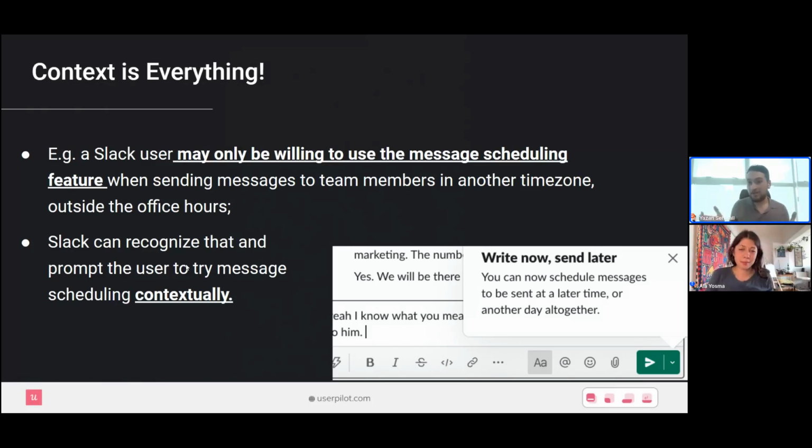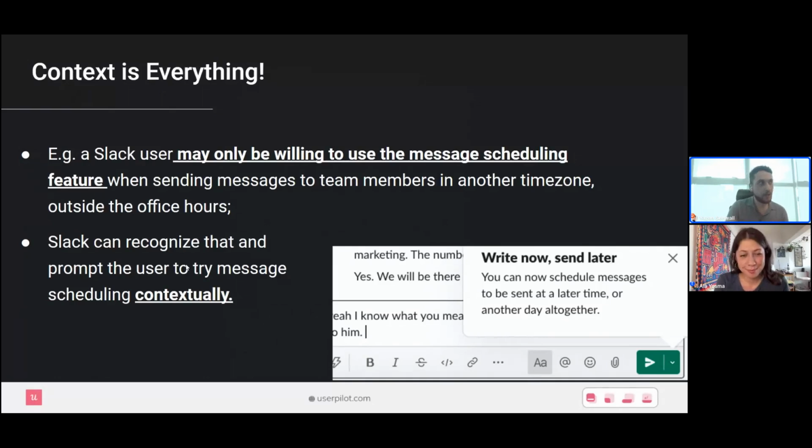So someone might have that hypothesis, and then they would roll it out to 20, 30% of their audience. They would show this and be able to confirm that these people are more likely to actually adopt that feature. Very contextual. I loved that example.